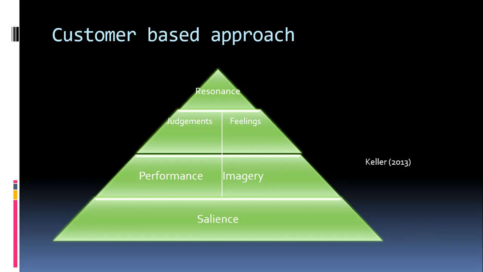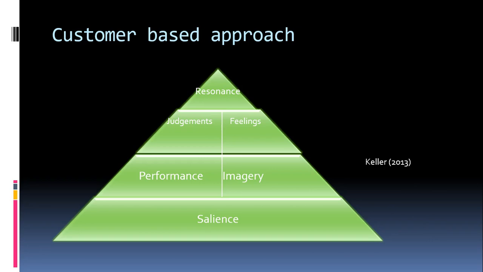Keller's approach is called the CBBE approach, so customer-based brand equity. And Keller talks about this being a model where we build equity. So we use this model to build up from salience, which is brand awareness, into the left-hand side, which is the rational elements, so the judgments and performance that the brand delivers. And then the right-hand side, which is the emotions, the feelings, the imagery. So that's much more the emotional connections, the associations. And we build into these.